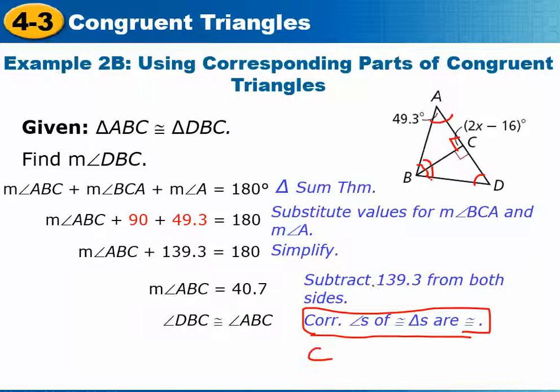Corresponding is C, and then instead of angles, I'm going to change that to parts. Corresponding parts of congruent, here's the C, triangles, that's a T, are congruent. Corresponding parts of congruent triangles are congruent. CPCTC. If you show that you have two congruent triangles, or you're told that you do, then all of their corresponding parts will be congruent. So this right here is a reason you can use in your proofs of congruent triangles and showing that their parts are congruent. CPCTC.